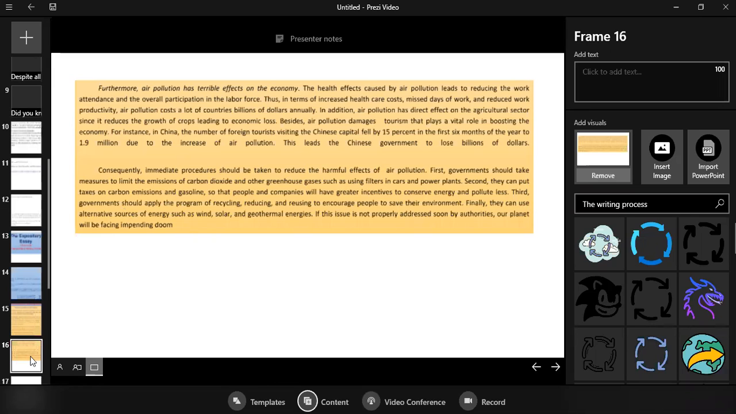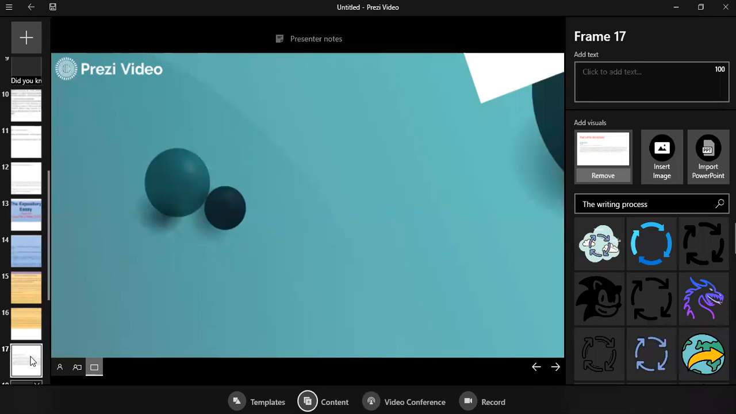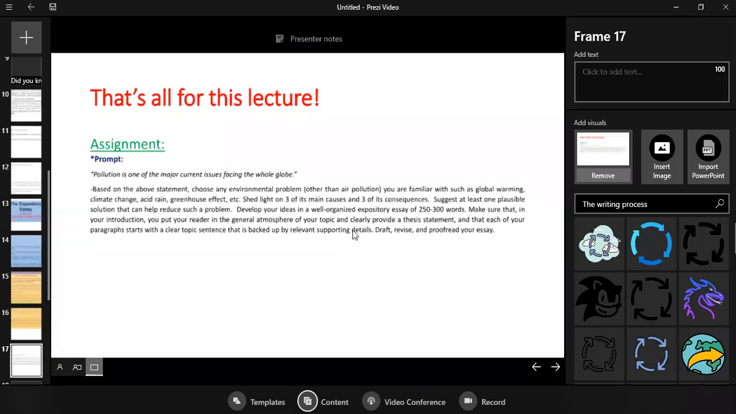Now, other than that, let's see. Okay, this is the end of this lecture. We'll talk about this prompt in detail. Choose one environmental issue, of course, other than air pollution, and talk about 3 of its causes and 3 of its consequences, meaning effects. I will post this as homework for next time, and we'll talk about it, okay? So do you have any questions? Do you have any questions?